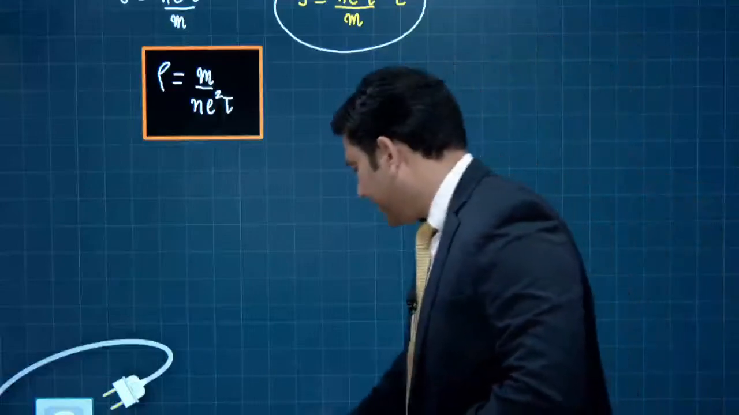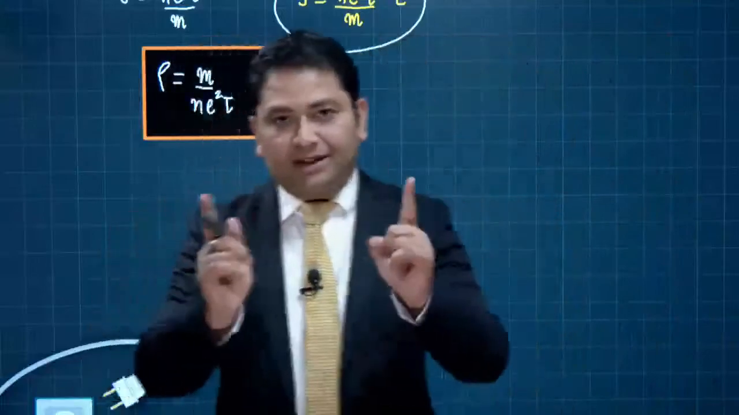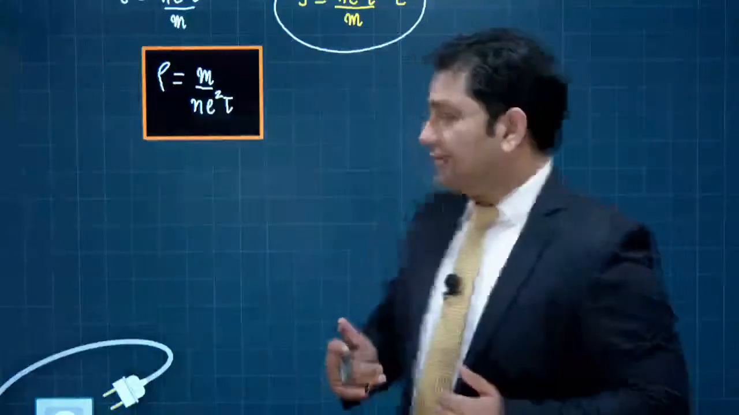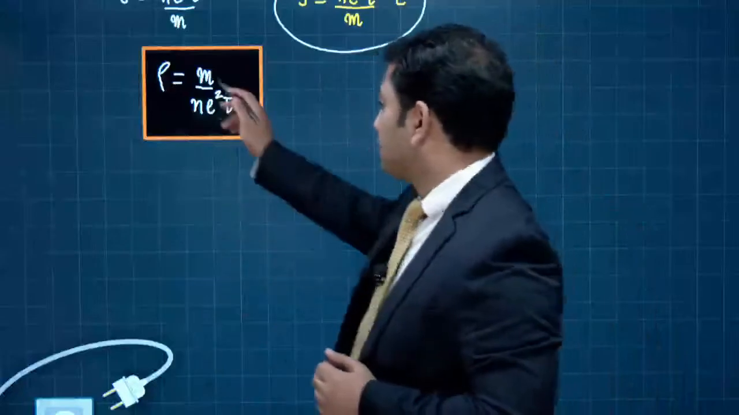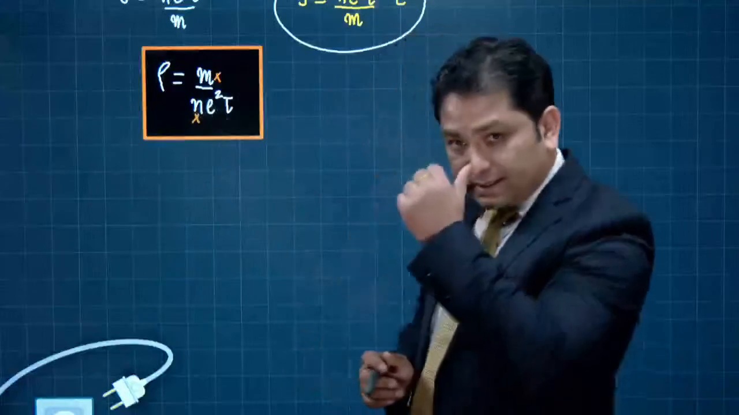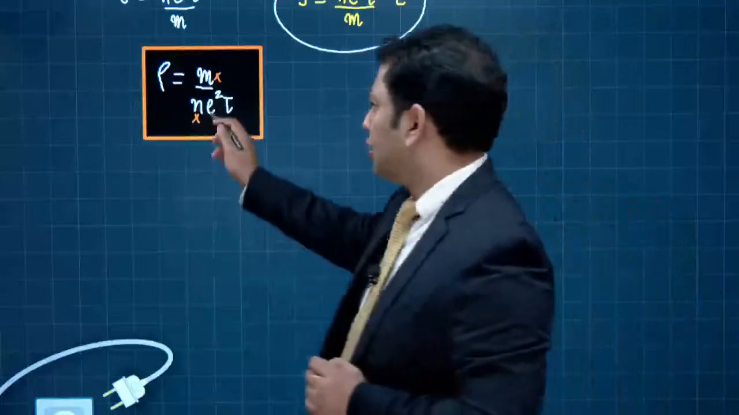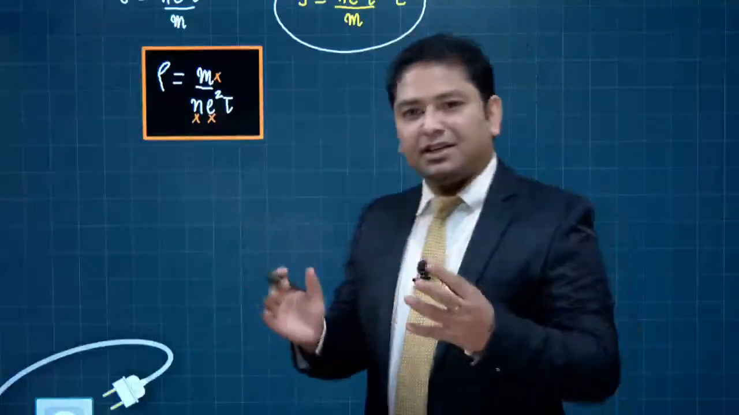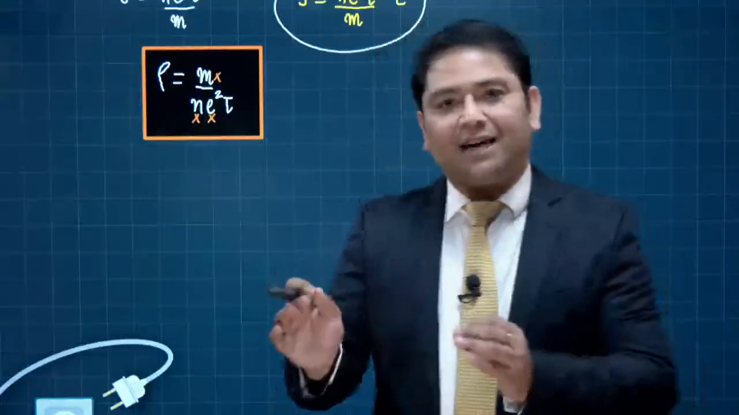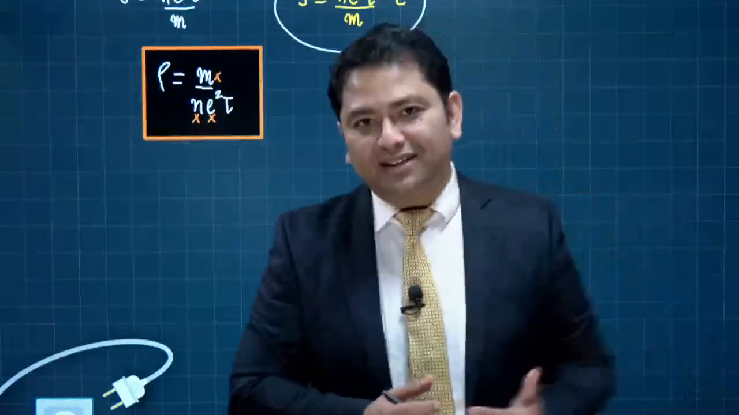Okay, now let's see. Resistivity is m by ne squared tau, all right? अब हम बात कर रहे हैं एक ही material, and say I increase the temperature. अगर मैं temperature बढ़ा दूं, this guy will not change because material एक ही है, so the number density will remain same. The charge of electron, how can it change? But there is relaxation time. और relaxation time को हमने इस तरह से समझा था, the average time between two successive collisions.